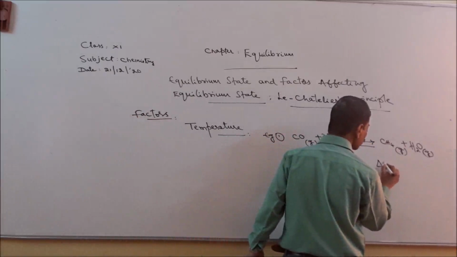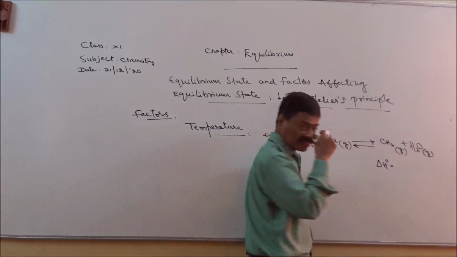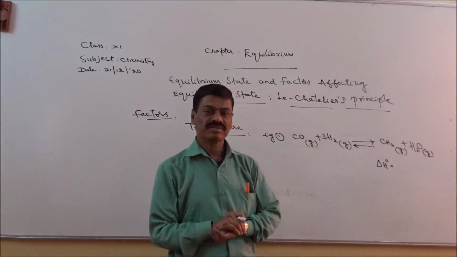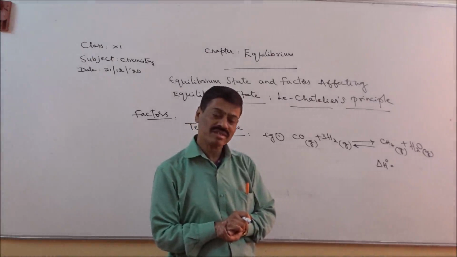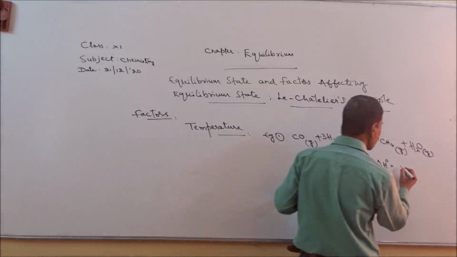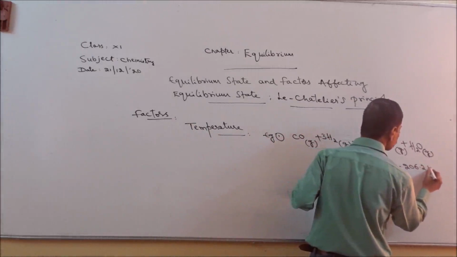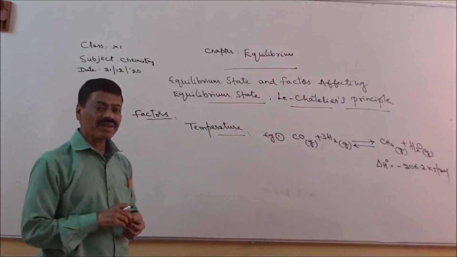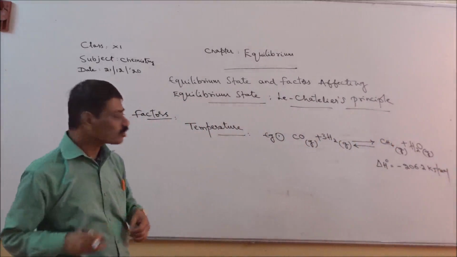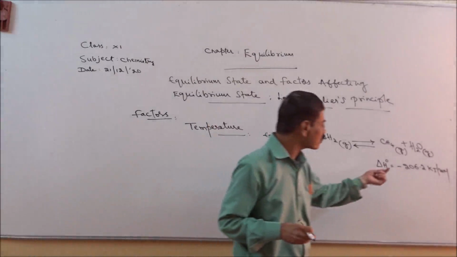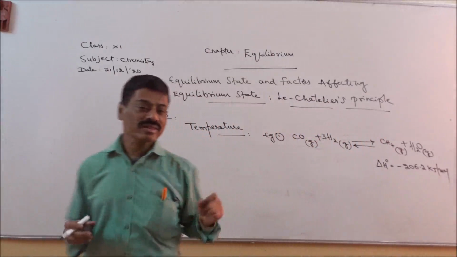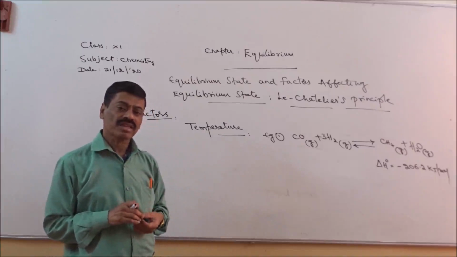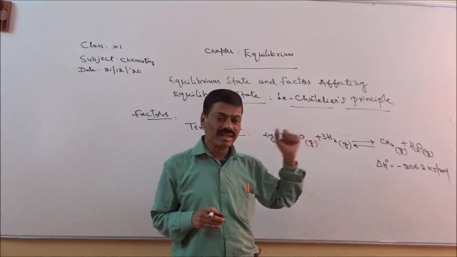So what does delta H naught stand for? This I taught in the thermodynamics chapter. The delta H naught of this reaction is equal to minus 206.2 kilojoules per mole. It means that much amount of energy is released in the reaction. So this is exothermic because delta H naught is associated with a minus sign. So in this reaction we need not give energy. So this reaction is associated with exothermic.